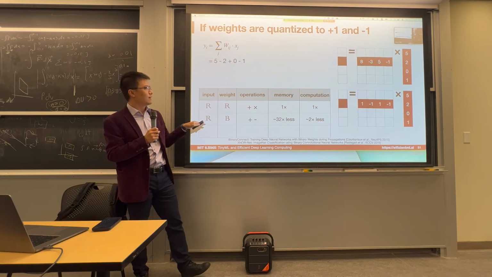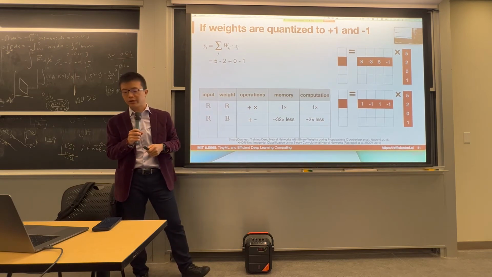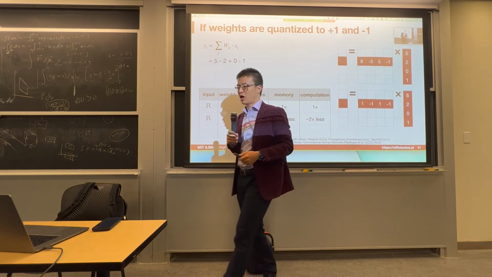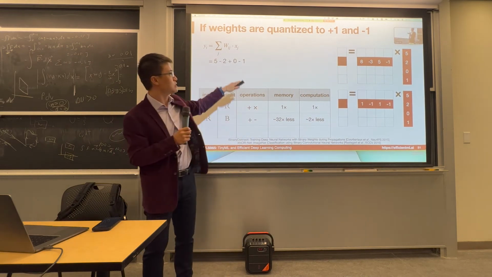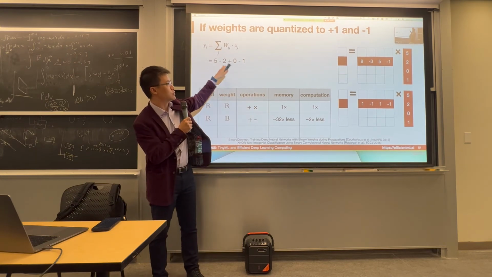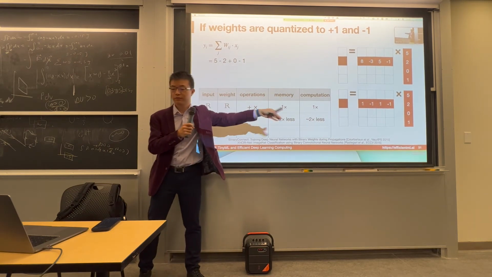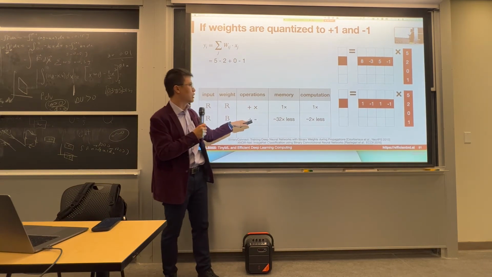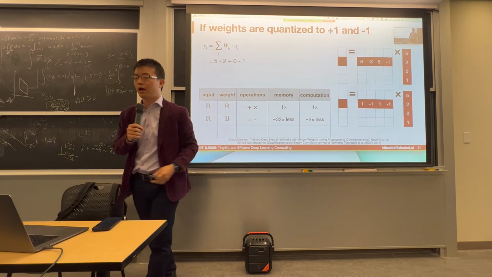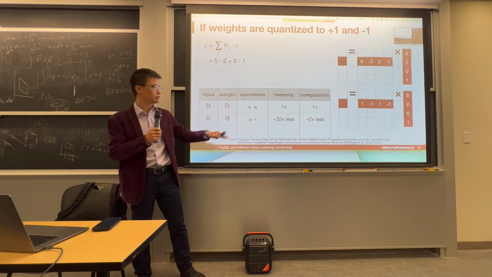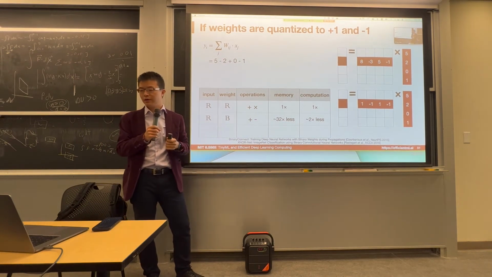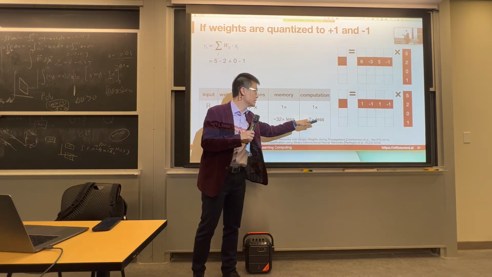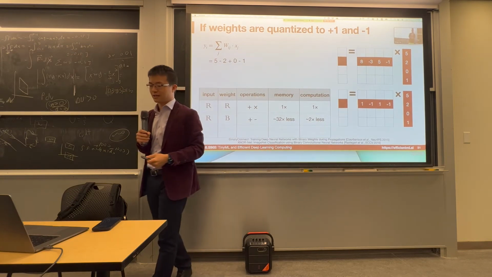And what if we make the weight binary, meaning we have either +1 or -1 for the weight? Then the result becomes 5 minus 2, 0, and -1. The operation is limited to just addition and subtraction, since there is no multiplication anymore. So the memory is 32x less for the weight, and the computation is about 2x less.